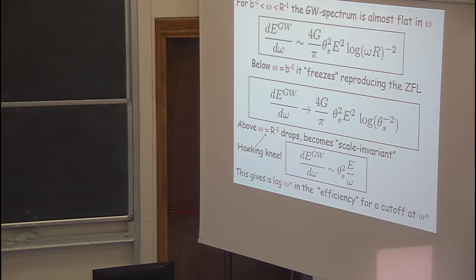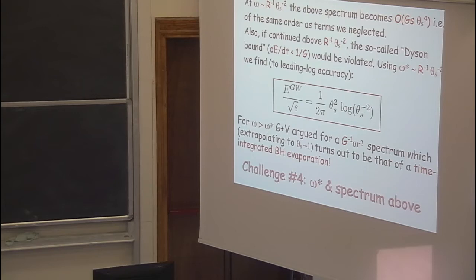But so there must be some cutoff at higher omega, which is my challenge number 4: find the cutoff and the spectrum above the cutoff. Here we had some guess with Gruzinov. We think that this 1 over omega behavior should stop at 1 over r theta scattering to the minus 2. And in fact, if you continue the 1 over omega behavior beyond that limit and you Fourier transform back from omega to time, you find that otherwise you violate a so-called Dyson bound, which I'm not sure Dyson believes in, but anyway, it's called like that.